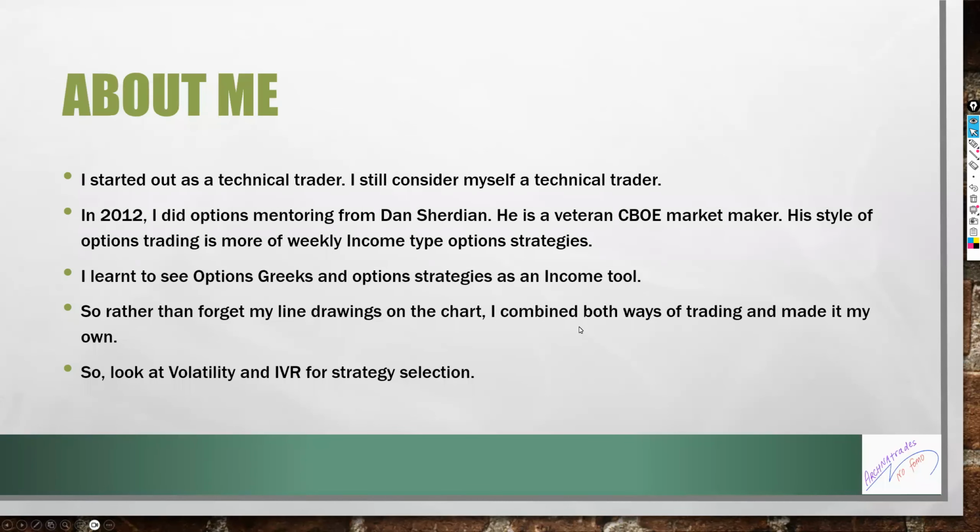How I got started, I'm a technical trader. I learned, like everybody initially starts, trend lines, Fibonacci, Bollinger Bands, RSI. And then I did a course and learned from Dan Sheridan, who is a CBOE market maker. I learned how to look at option Greeks and deltas, looking at volatility and coming up with strategies as an income tool. So I learned to do weekly, bi-weekly calendar trades to make 10%.